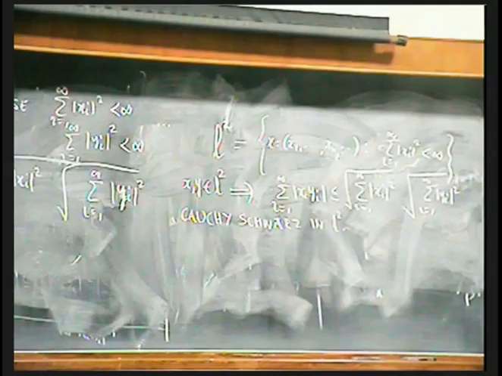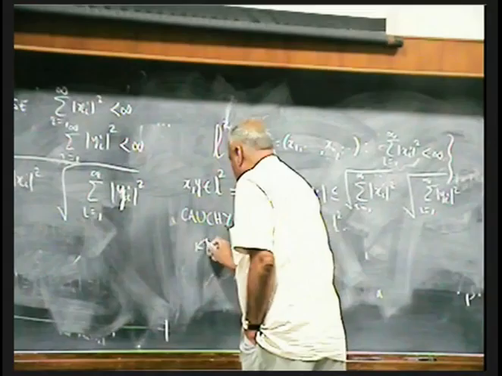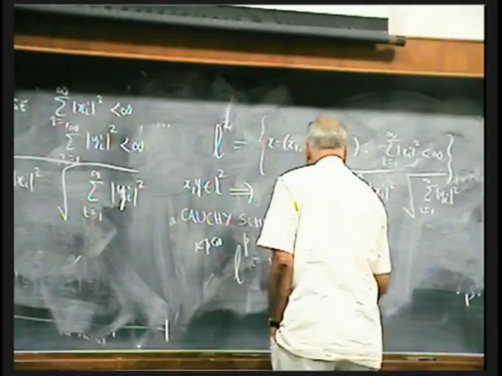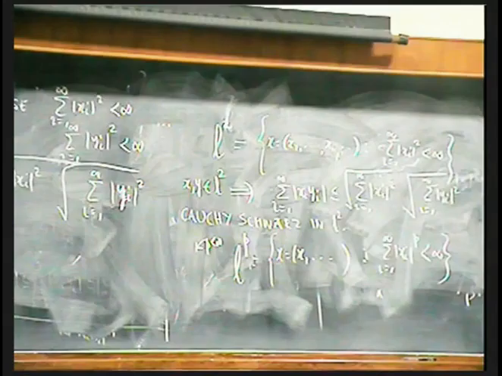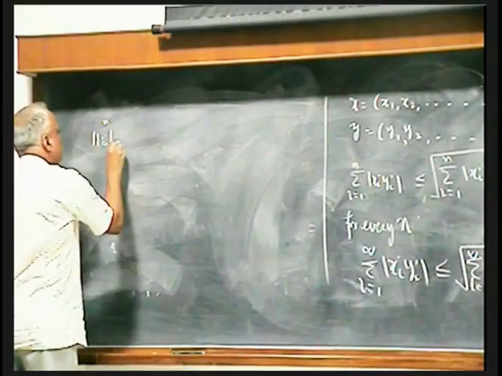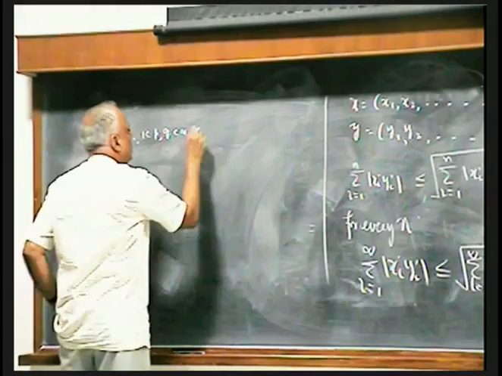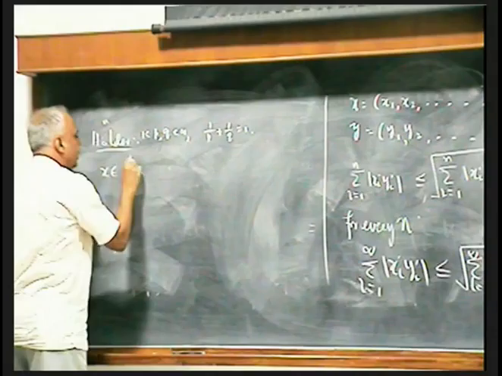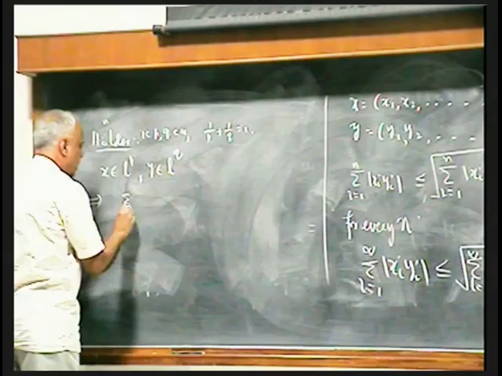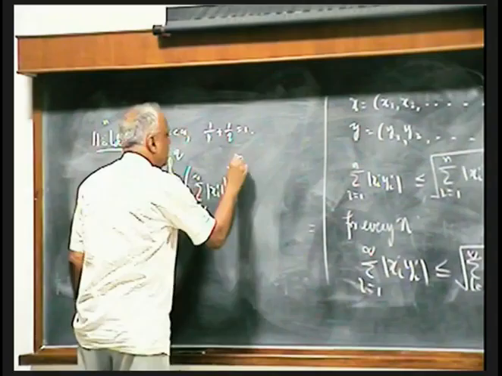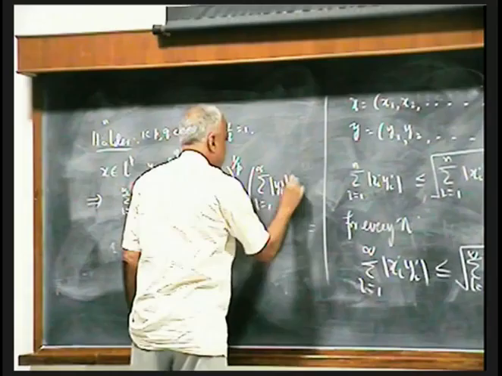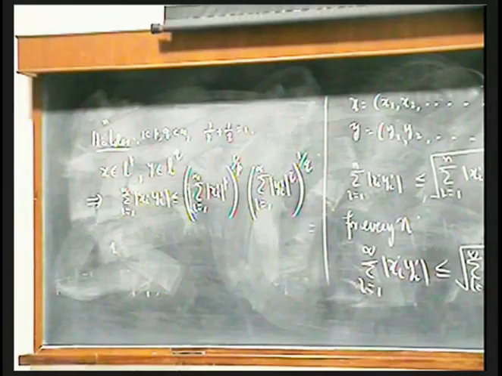Holder inequality. So in general, we define lp for 1 less than p less than infinity to be the set of all vectors with infinite number of components such that summation mod xi to the power of p converges. Then the Holder's inequality is generalized to the following. The Holder is: p, q with 1 by p plus 1 by q equal to 1. Then x belongs to lp, y belongs to lq implies summation i equal to 1 to infinity mod xi yi is less than or equal to summation i equal to 1 to infinity mod xi to the power of p, to the power of 1 over p, into summation i equal to 1 to infinity mod yi to the power of q, to the power of 1 over q. That is the Holder's inequality for these lp spaces.